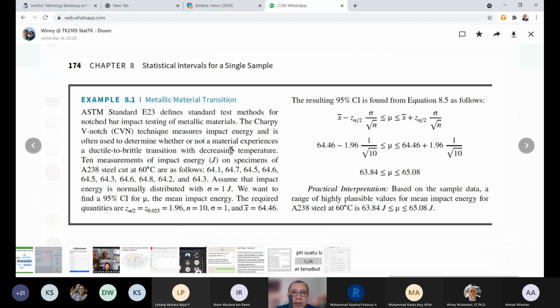So this material is being hit by a standard instrument at a standard force. And then what is being measured is the impact energy in the unit of joule on the specimens. It's based on the measurement of impact point.